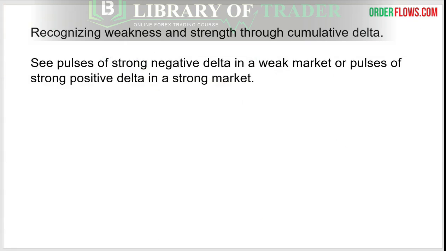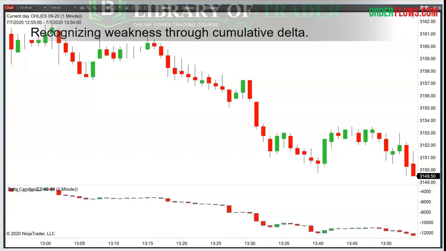Now, recognizing strength and weakness through cumulative delta. With cumulative delta, you're going to be able to see pulses of strong negative delta in a weak market or pulses of strong positive delta in a strong market. So, recognizing weakness through the cumulative delta. Okay, so here's a market. This is E-minis. This is a 1-minute chart.